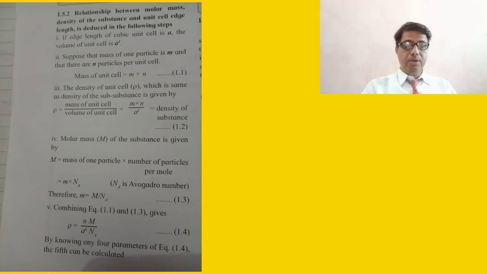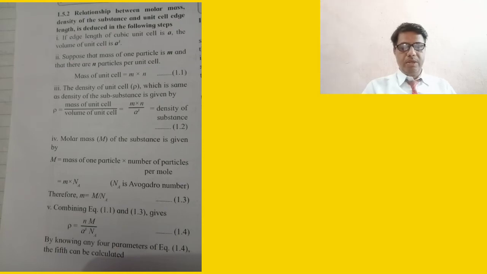Now next one, molar mass, capital M, of the substance is given by the mass of one particle times the number of particles per mole, that is Avogadro's number, 6.023 × 10^23. That is, mass of one particle, small m, times Avogadro's number, Na. Therefore, small m, the mass of one particle, equals capital M divided by Na.